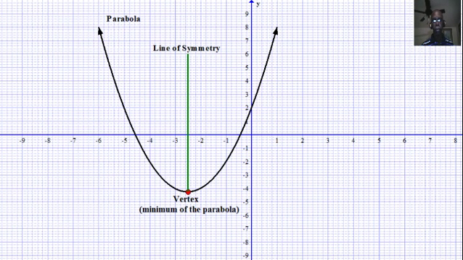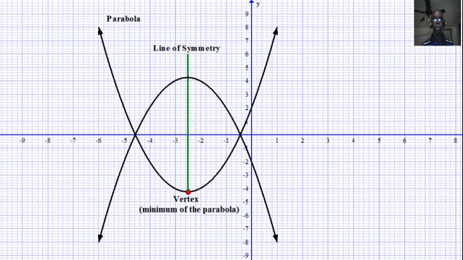In this lesson, what we are going to do is see what a quadratic graph looks like, and see what some of their features are. Here is the graph of a quadratic function. This curve is called a parabola. So a quadratic function will have the shape of a parabola. A parabola will either open upwards or downwards.